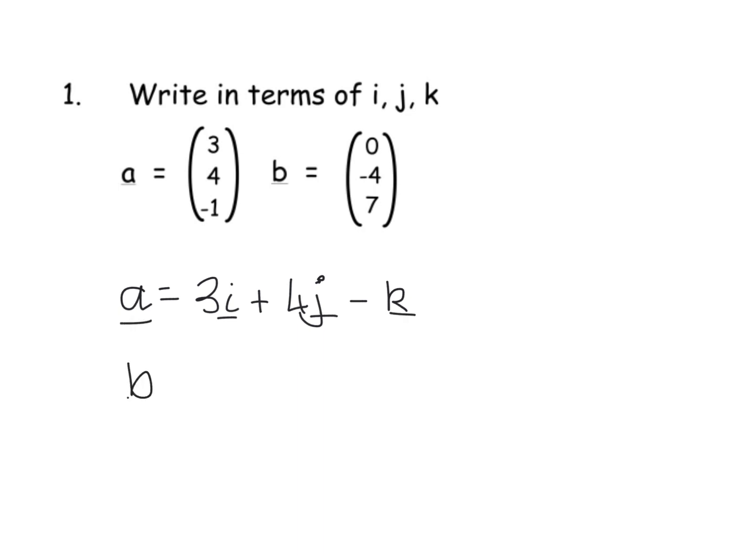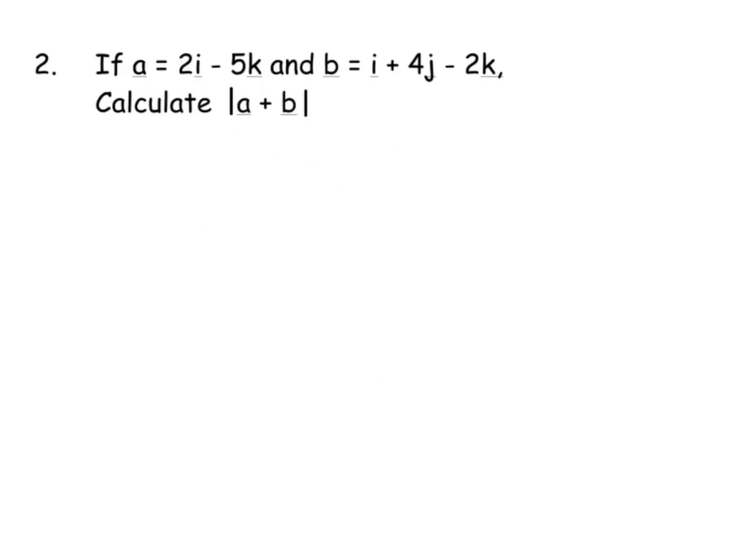And vector b would just be the same, but notice there is no x coordinate, it's just 0, so you just drop the i altogether. So that would just be negative 4j and plus 7k. So this is like your i, your j and your k. And you just marry up those letters. So remember, if the one's missing, you just don't put that letter in at all. Dead simple.